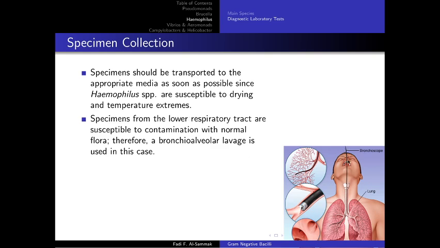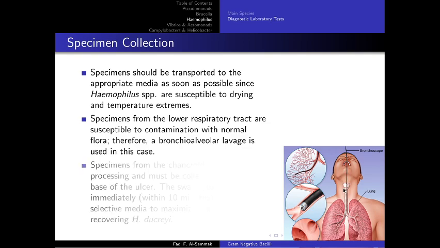The bronchoscope is inserted to take a specimen from the lower respiratory tract, and not to mix the specimen with the normal flora that is present in the upper respiratory tract along the way where the bronchoscope is inserted, higher up in the respiratory tract. So this way we can take specimens that reflect the disease rather than being contaminated with the whole microbes in the upper respiratory tract.